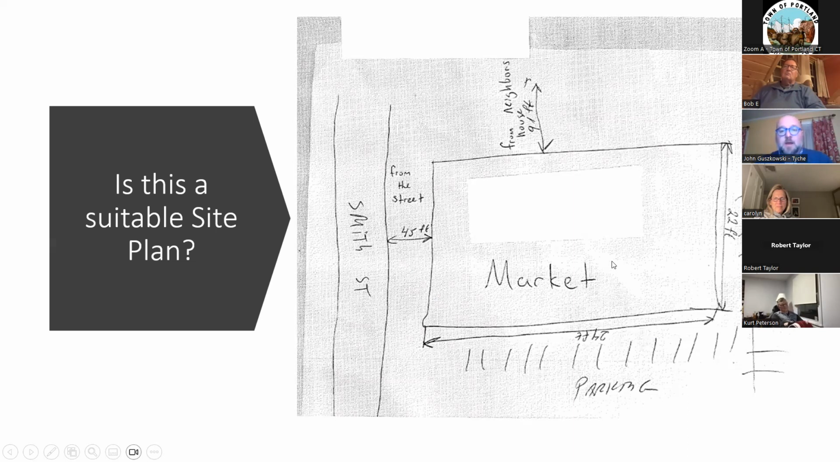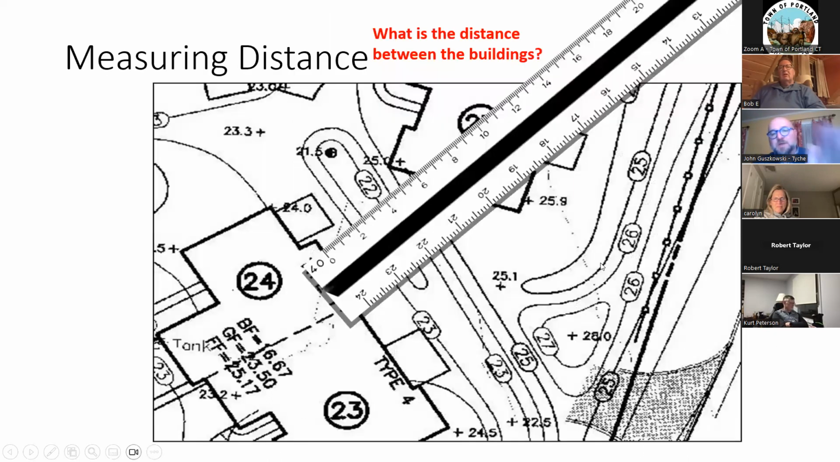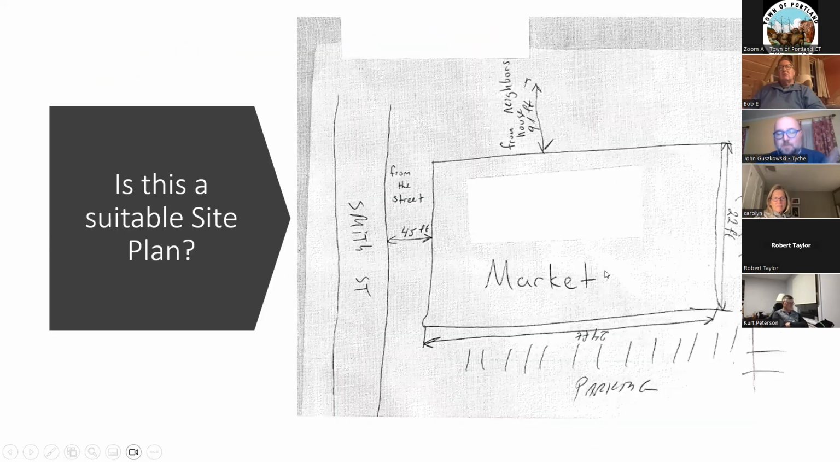How do we know if this was built to plan? There's a great deal of cost associated with coming up with a plan to scale, with the topography, all these things in the right place. But we're in the business of safeguarding public health, safety, and welfare, and it's not too much to ask for someone to at least get their distances correct.